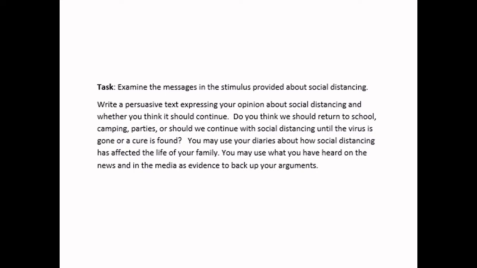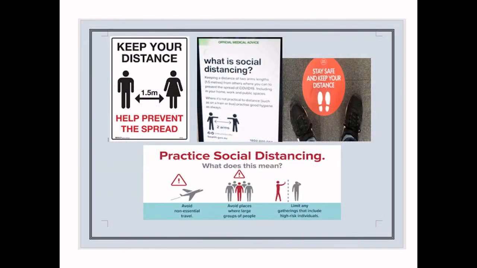You may use your diaries about how social distancing has affected the life of your family. You may also use what you have heard on the news and in the media as evidence to back up your arguments. This is your stimulus page. You can use the information that is displayed on this page to help you with your persuasive text. You can also use the diary that you've been keeping about social distancing and the coronavirus and how it's affected your family and how you've been feeling. You can also use media such as news reports or newspaper articles to help provide evidence for your text.